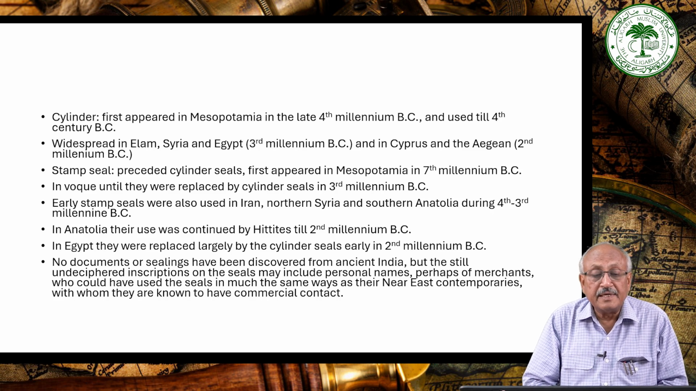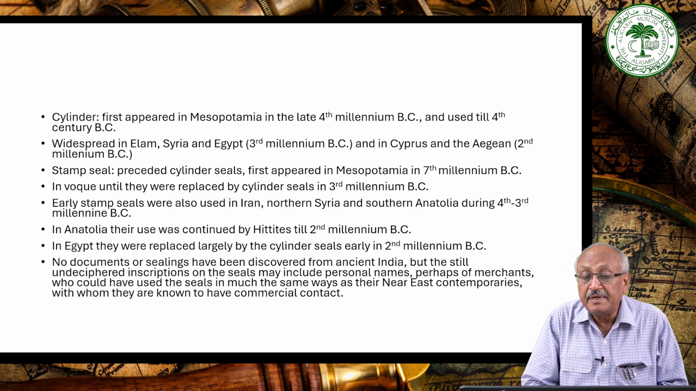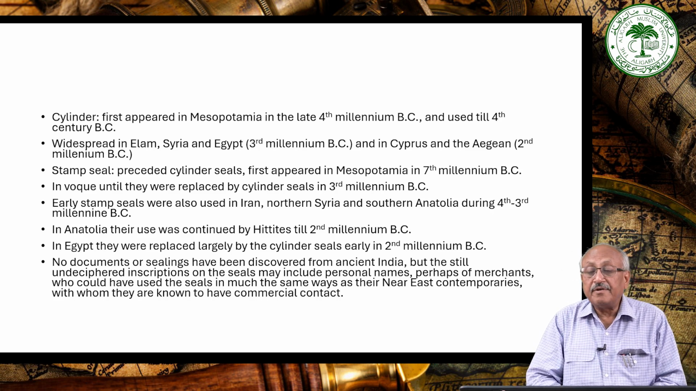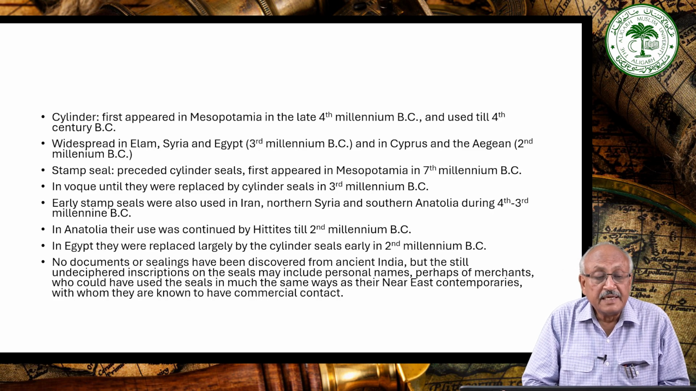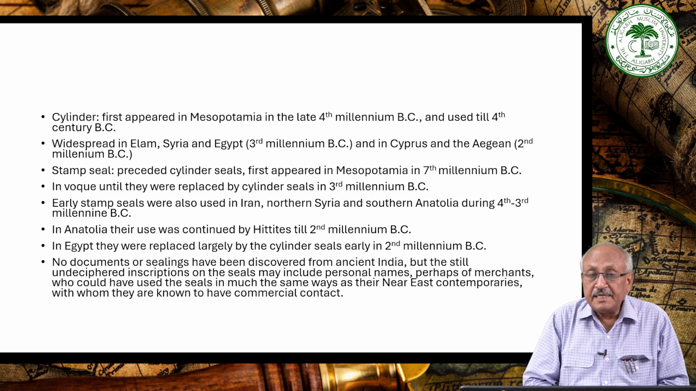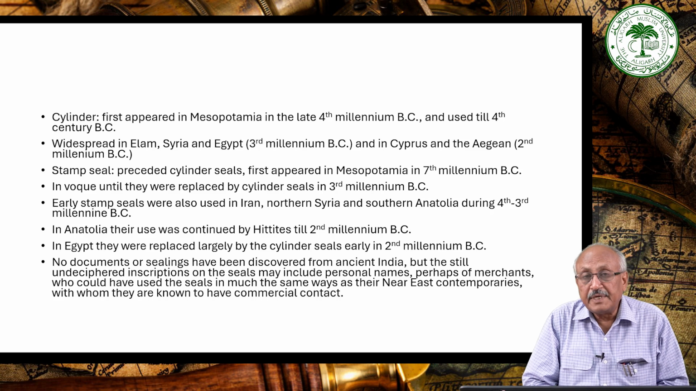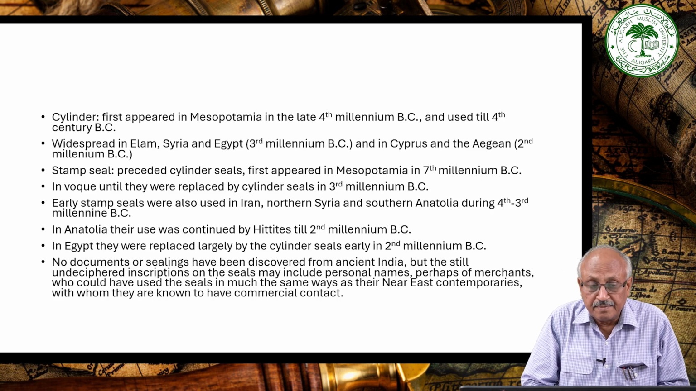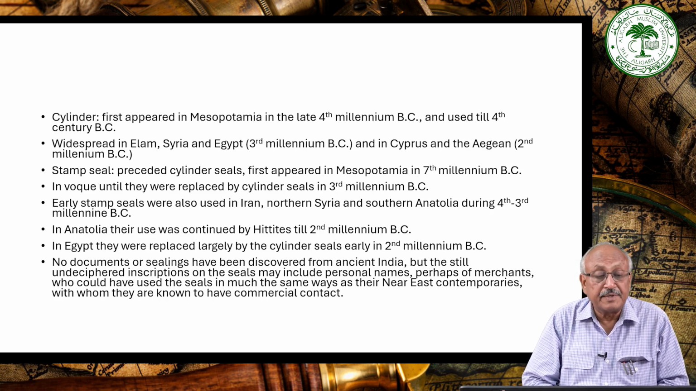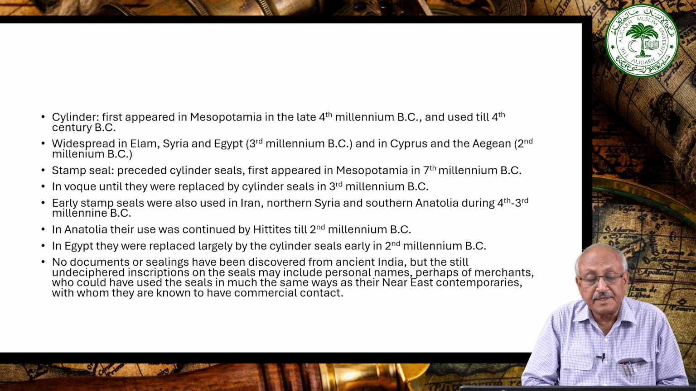Then they were widespread in Elam, Syria, Egypt in the 3rd millennium BC, and in Cyprus and the Aegean islands in the 2nd millennium BC. A stamp seal preceded cylinder seals. It first appeared in Mesopotamia in the 7th millennium BC, so it is much more ancient than the cylinder seals, which were in vogue from the 4th millennium BC, until stamp seals were replaced by cylinder seals in the 3rd millennium BC. Early stamp seals were also used in Iran.